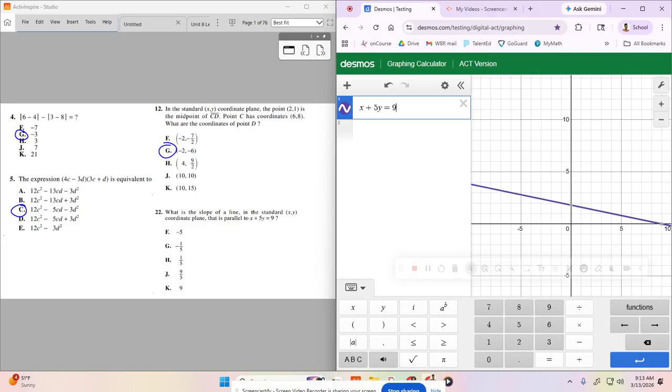But I do want to test that in Desmos. So my slope is -1/5, I think. This is what I think. So I'm going to just create a line. Y equals, in slope intercept form, -1 over 5x. And I can see that does in fact look parallel. So I know my answer is correct.